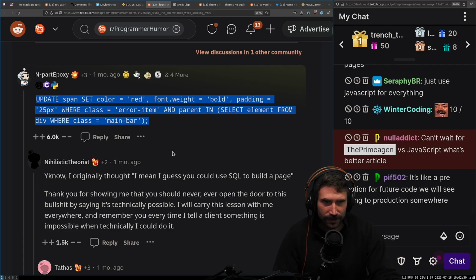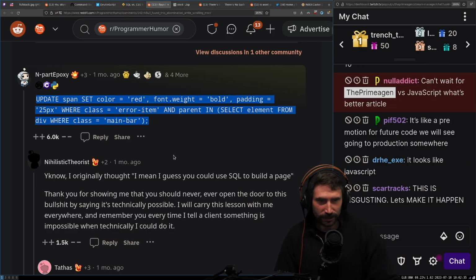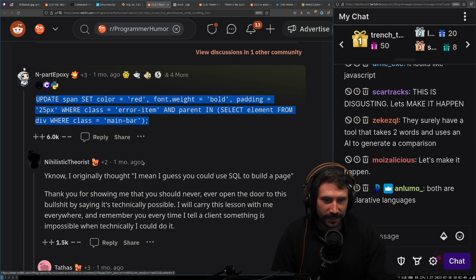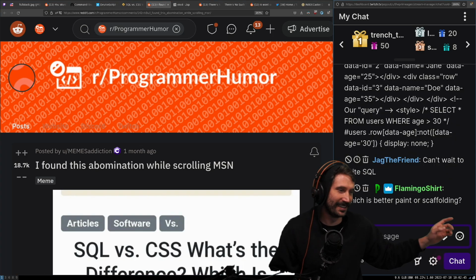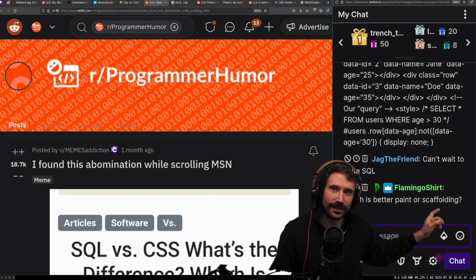Can't wait for the Prime-gen versus JavaScript. Oh, what's a better article? I like it. I like it. Both are declarative languages. Thank you for that lovely update. The name is the SQLogen.